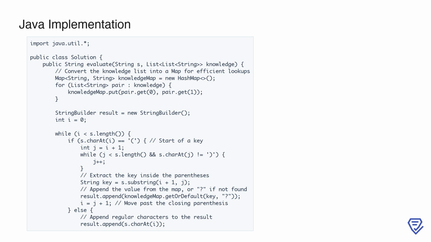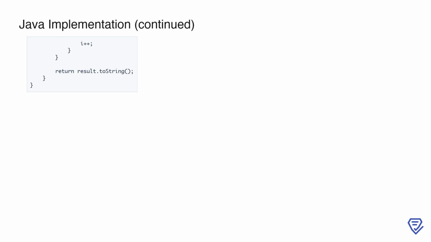Finally, we update i to skip past the closing parenthesis and continue processing the rest of the string. The remaining part of the code handles cases where the current character is not part of a key. If the character is a regular one, we simply append it to the result and increment the i pointer to move to the next character. This process continues until we have traversed the entire string s. Once the loop finishes, we use the toString method on the string builder to return the final evaluated string.